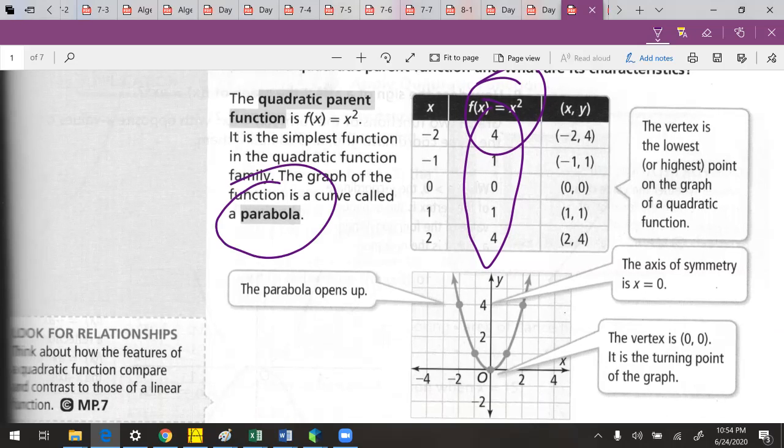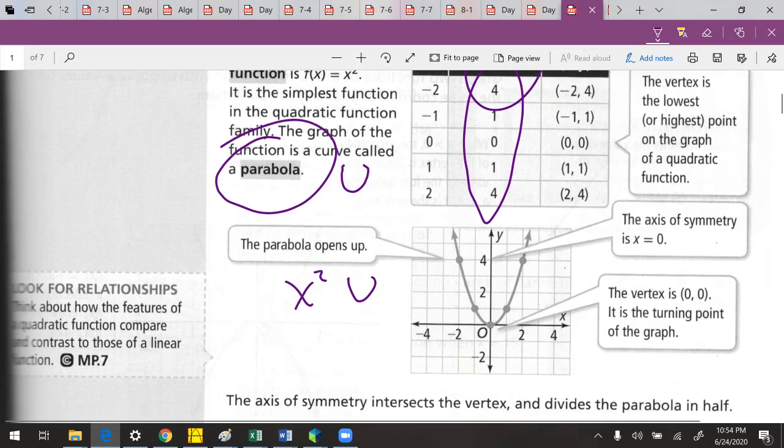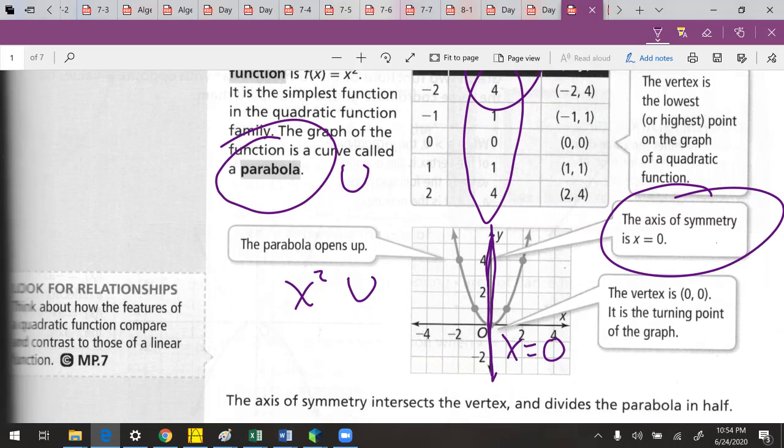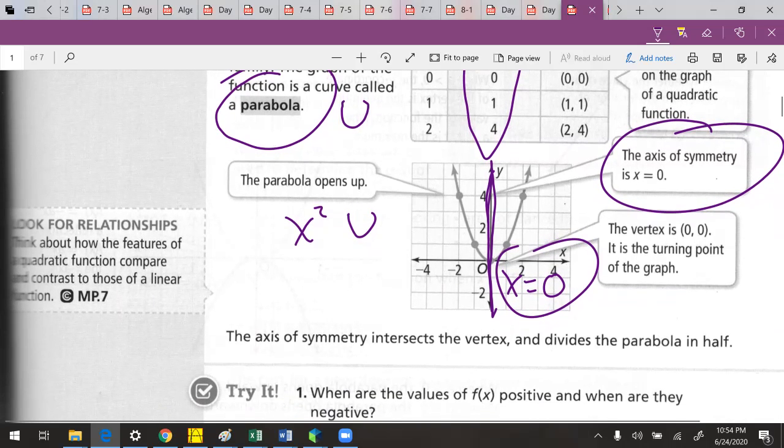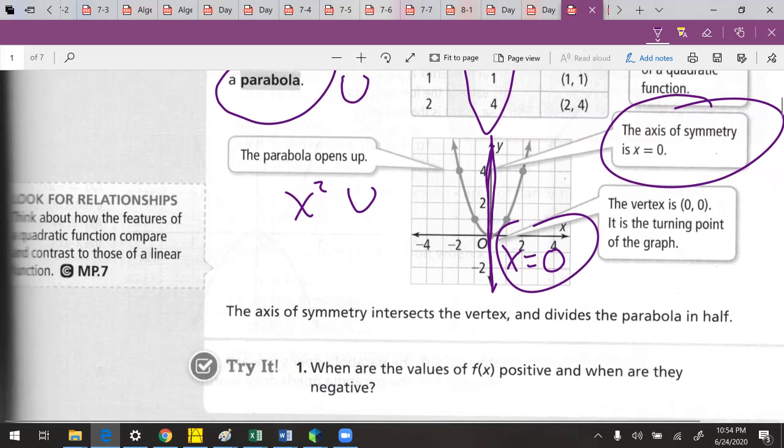This curve is called a parabola. When you hear the word parabola, you think of U. When you see x squared, you think of also U, a U-shaped graph. Very, very important. There's another thing we need to note too, right here, the axis of symmetry. The axis of symmetry cuts the graph in half equally. So in this case, the axis of symmetry for this function will be x equals 0, because when x is 0, it cuts the graph in half.